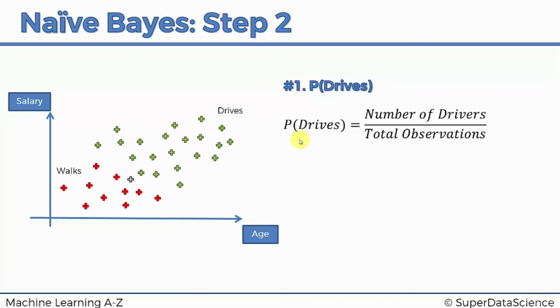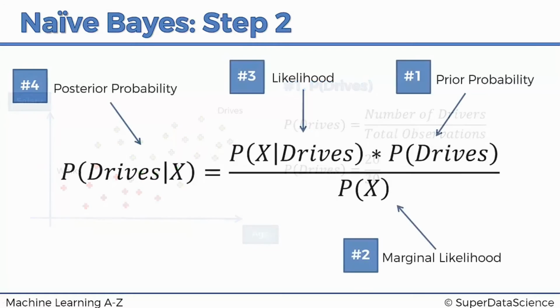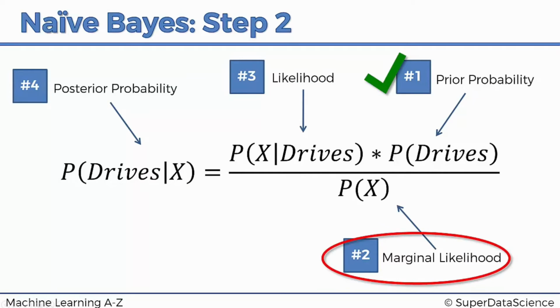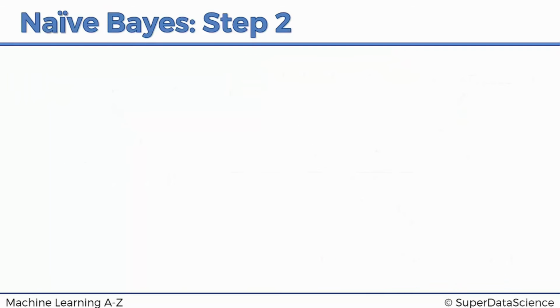So the probability of somebody being a person who drives to work, or a random dot selected out of our existing dots being a person who drives to work, is the number of drivers, which is 20, divided by total observations, which is 30. So there we go, 20 over 30. So that was the prior probability. We've done that. Next one is the marginal likelihood. So let's go ahead and calculate that.